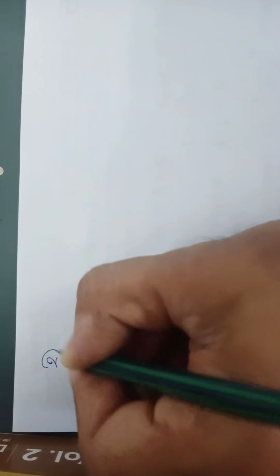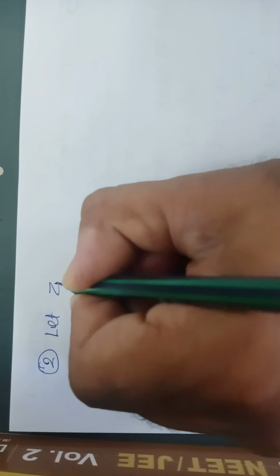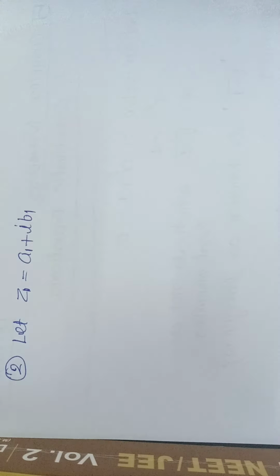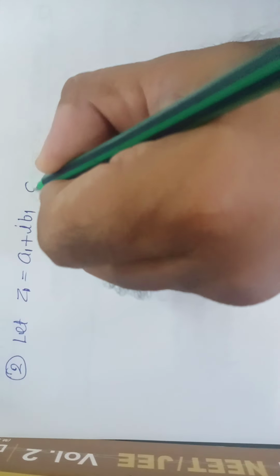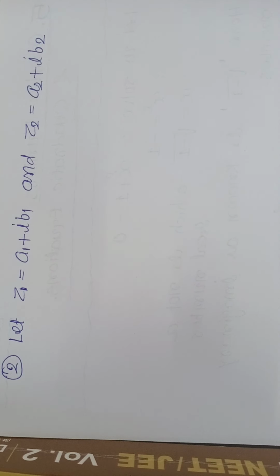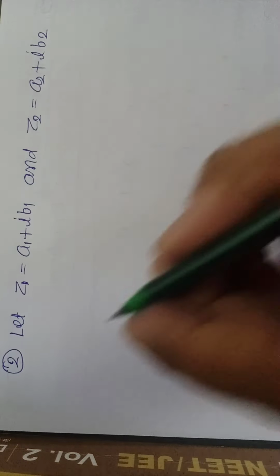Now, what about the algebra of complex numbers? But before that, let me clarify: if two complex numbers are equal, then what do we say? So, second remark: let z1 equals a1 plus ib1. It means the first complex number is of the form a1 plus ib1, and the second complex number, let us say z2, is a2 plus ib2. These two complex numbers are given.